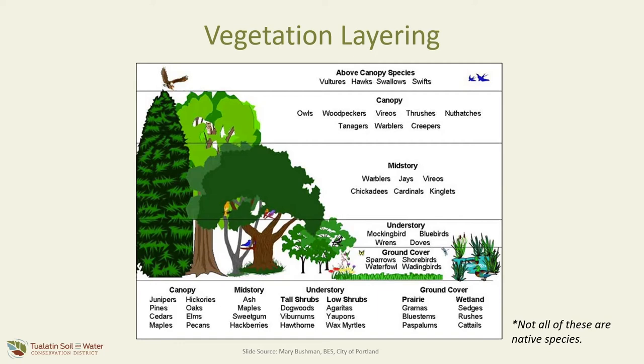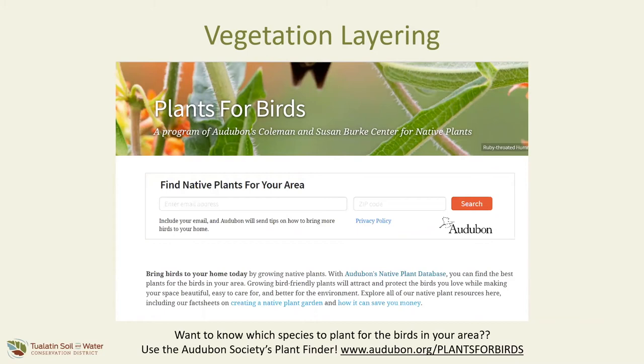We want to point you to a great resource from the Audubon Society. If you are wondering how to get started putting together a plant list, this is a great place to go. All you have to do is enter your zip code, and then it'll provide you with a list of recommended plants, as well as the types of birds that those plants would attract. And you can even filter by certain birds. If there's something that you really want to bring to your yard, it'll give you recommendations about what plants are needed. You can find that by Googling Audubon Society's Plant Finder.